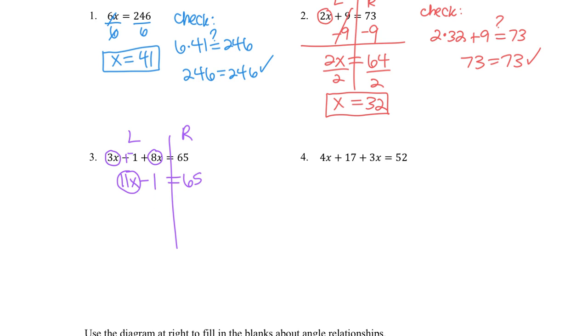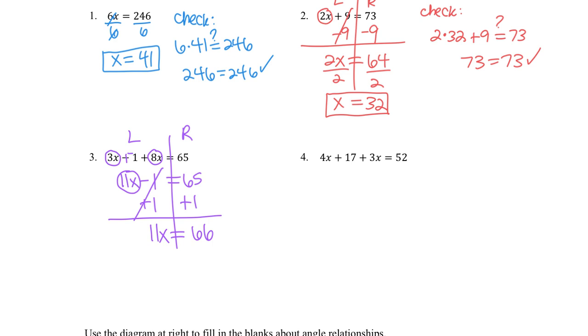So I'm going to do the opposite. So I'm going to add 1 to both sides this time. We haven't had a lot of that. But that becomes 0. Negative 1 plus 1 is 0. And we still have this 11x hanging out here. So we'll write 11x, that's still on the left side, equals, on the right side, 65 plus 1 is 66.